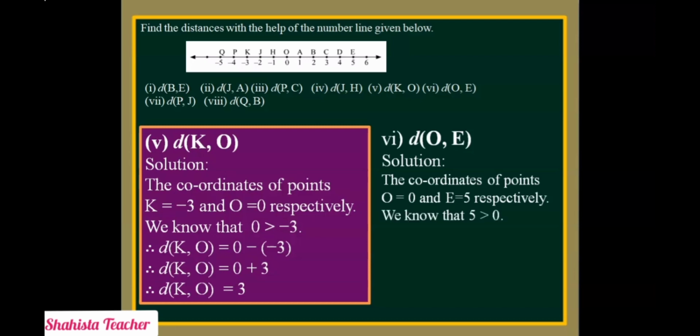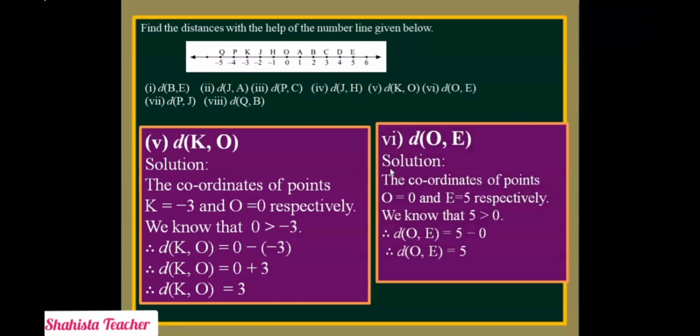After this we will write distance of O comma E bracket close is equal to 5 minus 0. Okay, 5 minus 0 gives us 5. So here distance of O comma E is equal to 5. Is that clear students? So in this way we finish sum number 6. This is a positive number. The distance between O and E is 5.